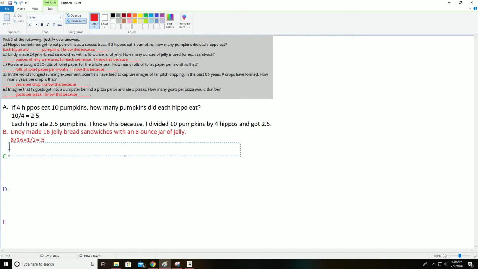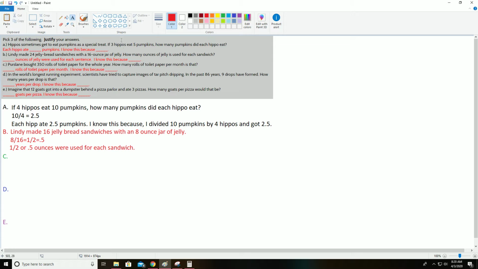Accidentally typed out of my box. Okay, so we can use our sentence stem here, and you could say 1/2 or 0.5 ounces were used for each sandwich. That says sentence, but it should say sandwich. Somebody forgot to proofread that. I'm not going to say I know this because I think you can do that part. You can use this one up here. You could say I know this because I divided 8 divided by 16 and got a half. I'll let you do that each time.